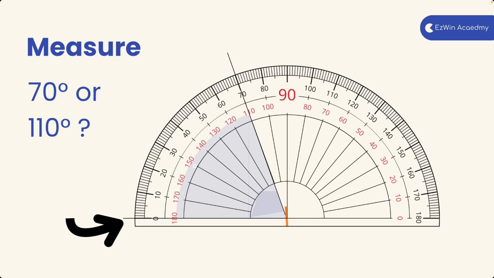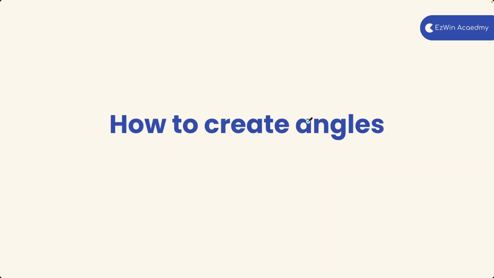If you say it's 110, you are wrong. The answer is actually 70 degrees, because the line starts from the left, and then we just count up to 70 degrees, as what you see over here. So the starting line, if it's on the left, it's 0. If it's on the right, then it starts from 0, as what you see, and then you count accordingly. Now you know how to measure the angles.